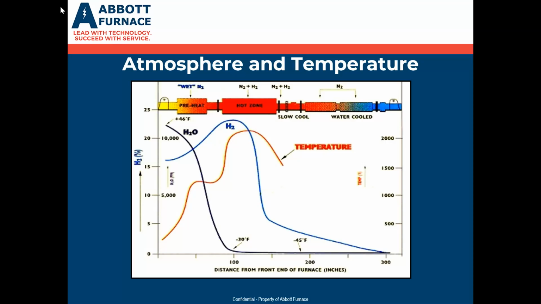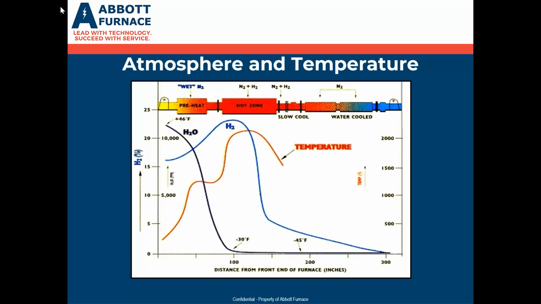So this is where the hydrogen is important in the atmosphere. As we go through the high heat box, we hit our peak temperature, our sintering temperature, our brazing temperature, and then we go into the cooling zones.